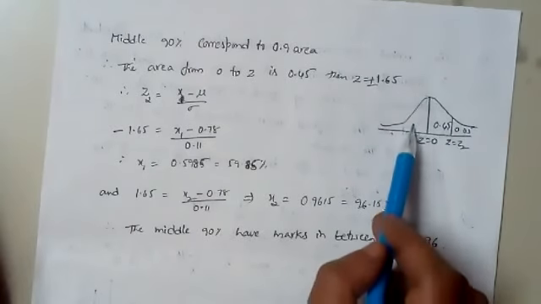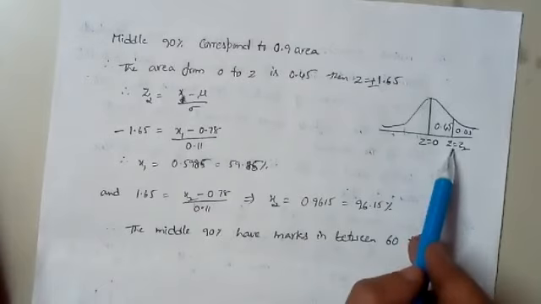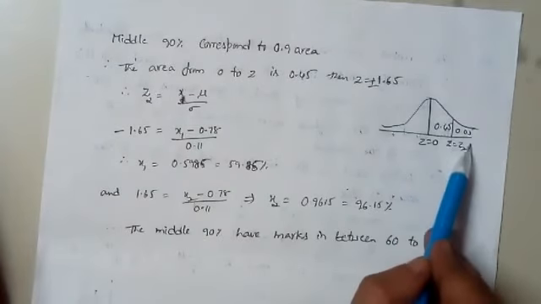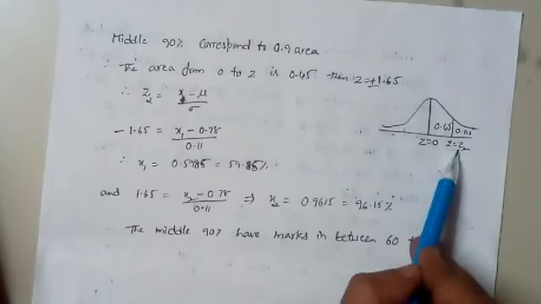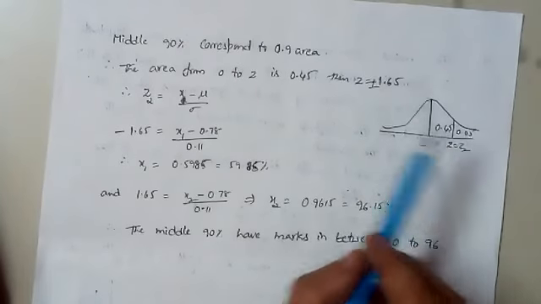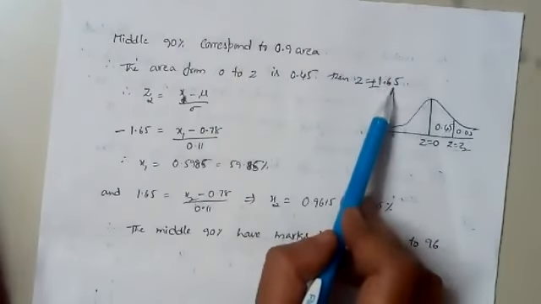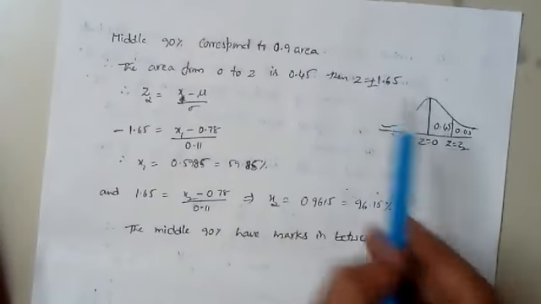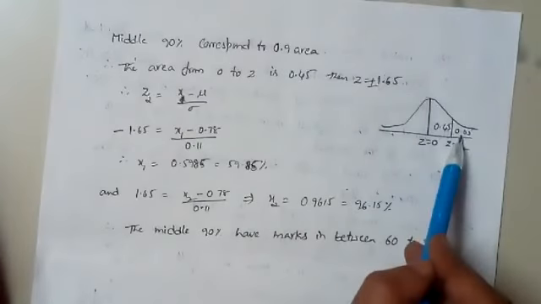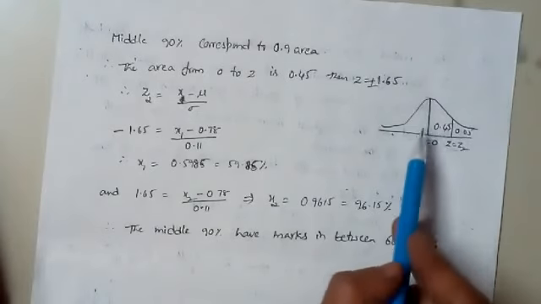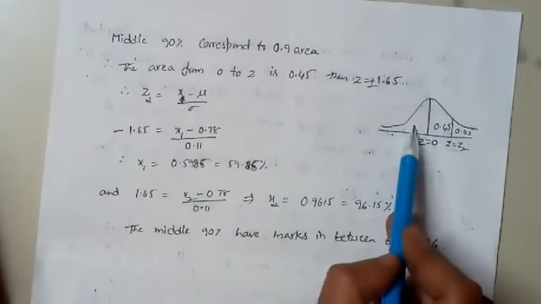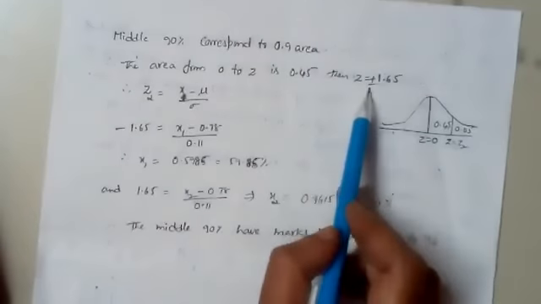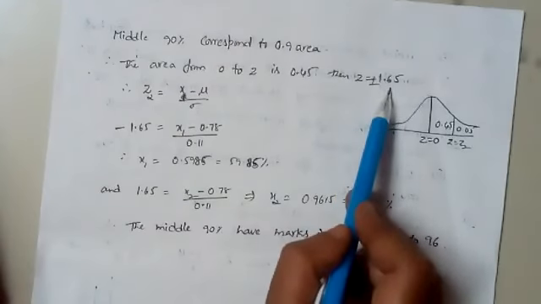Now the area from 0 to this z is 0.45. So you can find this z value from the table values. How much do we get here? 1.65. Actually we have to take plus or minus. Why? Because if you take this side, you will get 0.45, and if you take this side also, you will get 0.45. So symmetrical cases, that's why I have taken the z value as plus or minus 1.65.